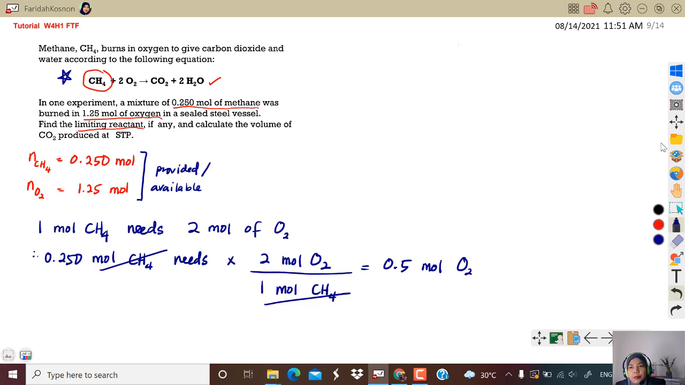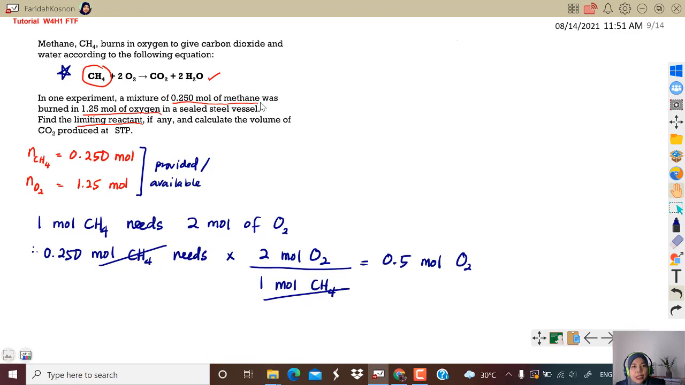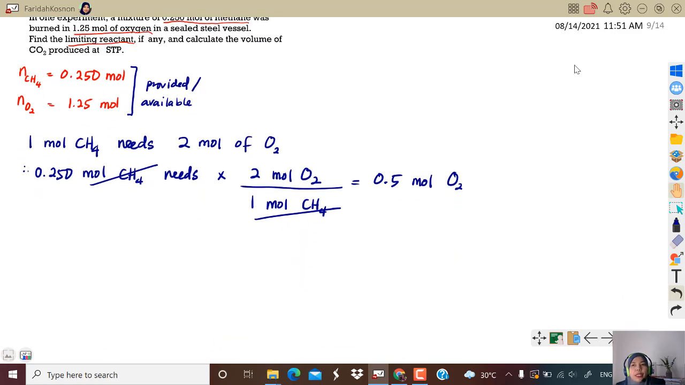Okay. Jadi, bila kita dah guna kaedah ini, sekali lagi lah saya terangkan dalam video ni, tolonglah ambil perhatian. Ini adalah mole yang kita perlukan. This is mole needed for oxygen gas. So, kita kena compare dengan mole oksigen yang available. Jadi, kita hanya perlukan 0.5 mole oksigen, tapi kita ada lebih daripada 0.5 mole, iaitu 1.25 mole. Jadi, kita kena buat statement before we write the answer for limiting reactant.